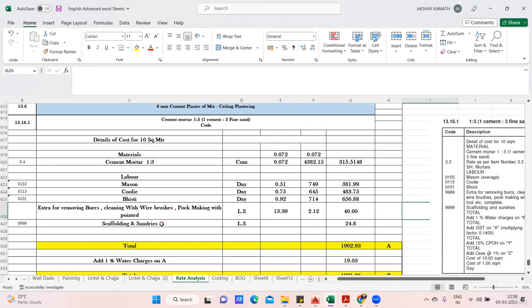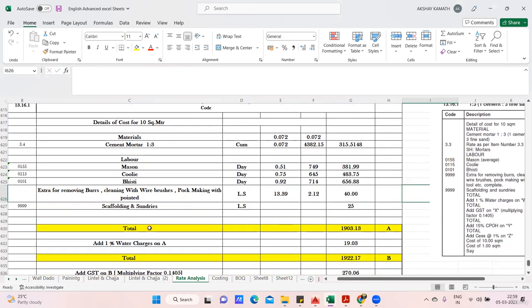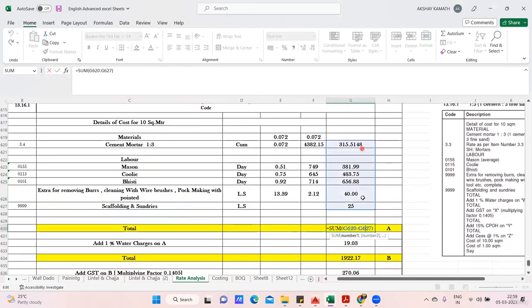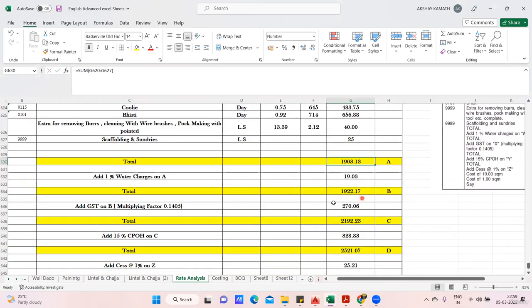Other than that, for the scaffolding and the sunrise, you can put like 24, or let us say 25 rupees. You can add it here. Okay, so this is what we are adding here: for removing the burrs, for cleaning and all. We are doing all these things. Okay, fine. Now you go for the total. So the total will be adding everything. You'll get the total. Then you keep on doing the same thing.